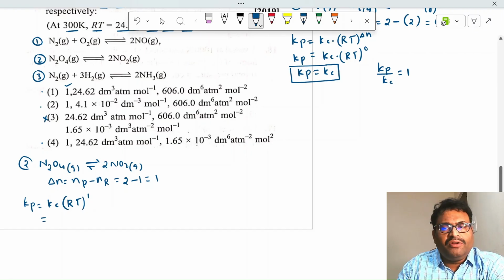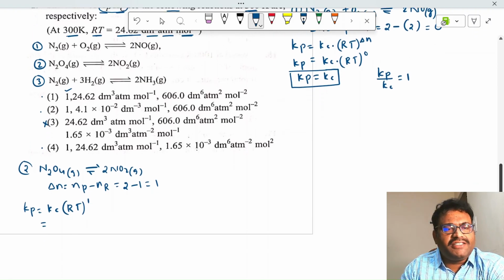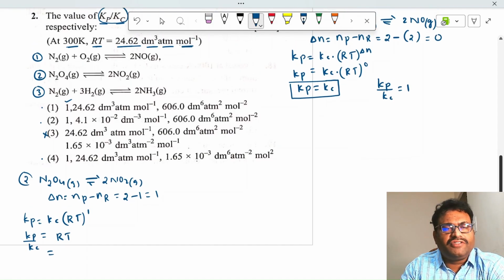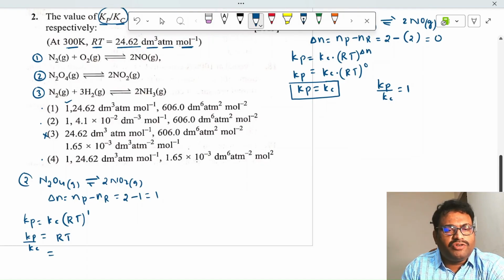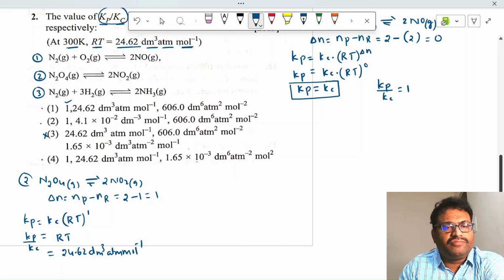Okay. So what is the question? Kp by Kc is asked. So Kp by Kc is equal to RT. What is the value of RT already given? Right? 24.62 decimeter cube atmosphere per mole. Right? So where is that? 24.62 and 24.62. First and fourth option you are finding for the second equation.